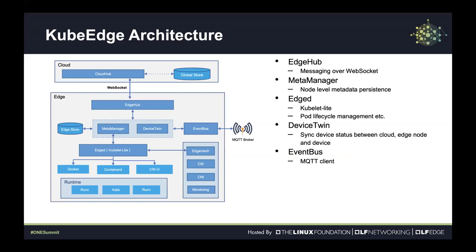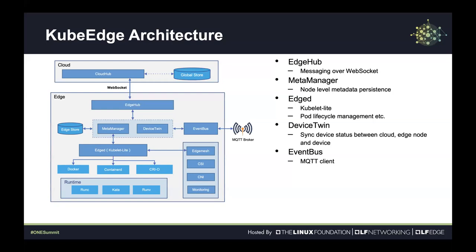Let's come to the edge side. We already talked about how from the cloud, we use Cloud Hub as the entry point and connection point for the cloud side for all connections from the edge. So in the counterpart, we have an edge hub on the edge side. Basically, it takes all the messaging and is the hub to connect all those connections, sending messages back to the cloud and receiving messages from the cloud. By default, they use WebSocket.